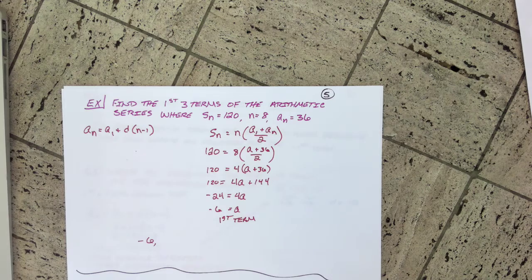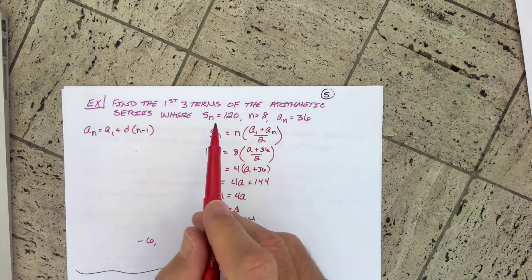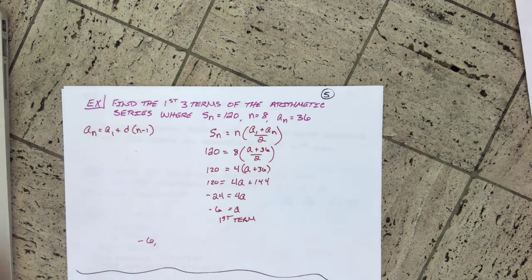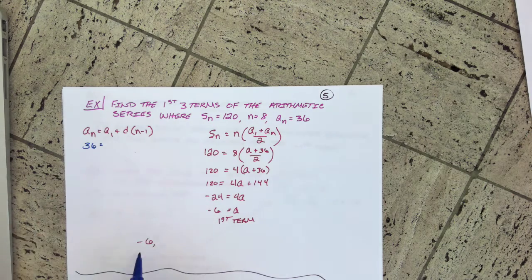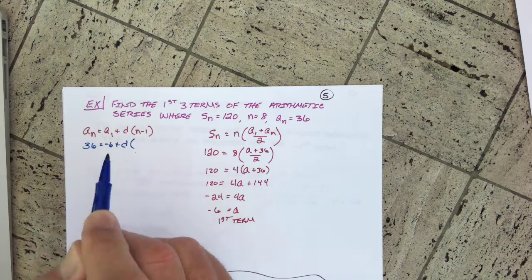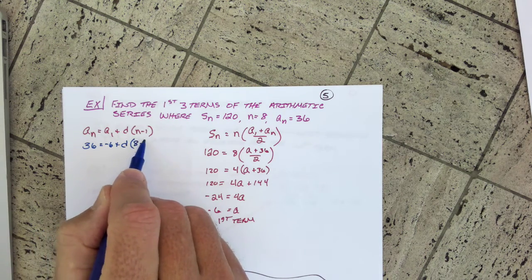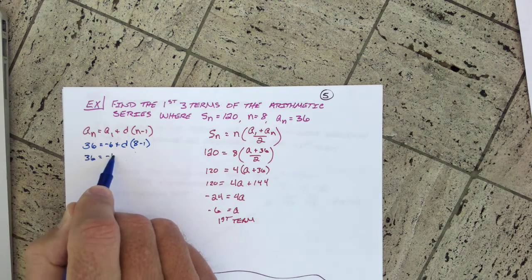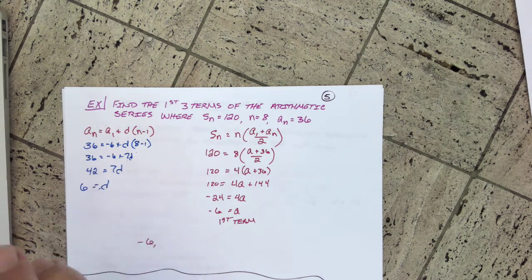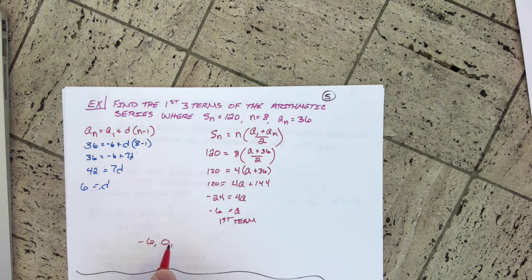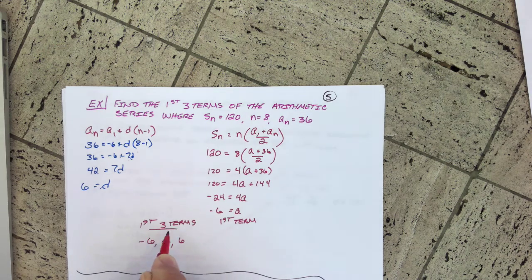Then what? Well, we've got to find the next one. Do we know what d is? I don't think so as we look at this. So let's find d so we can see what we've got to do. So plug in what we know. We know a sub n, 36, first term, we just got it, negative 6, plus d times, we know n is 8 minus 1. So 36 equals negative 6 plus 7d. 7d equal to 42. d equals 6. So what are you going to do with that? You're going to take that and add it to each one of those. So negative 6 plus 6, 0, and then 6. There's your first three terms in this particular sequence.